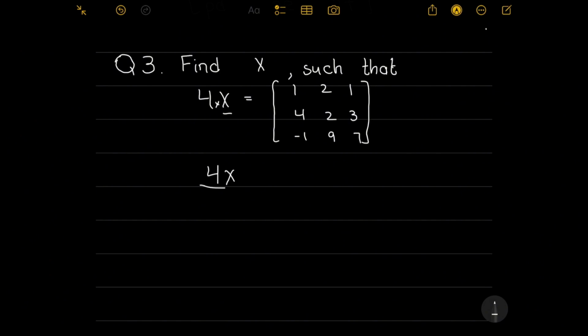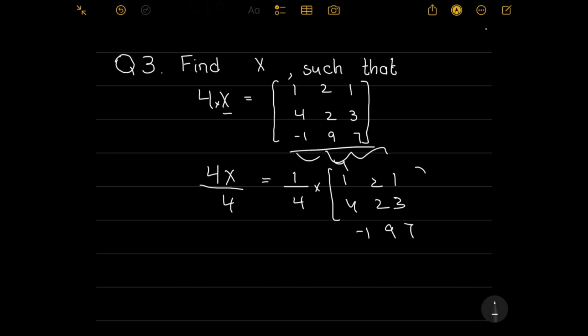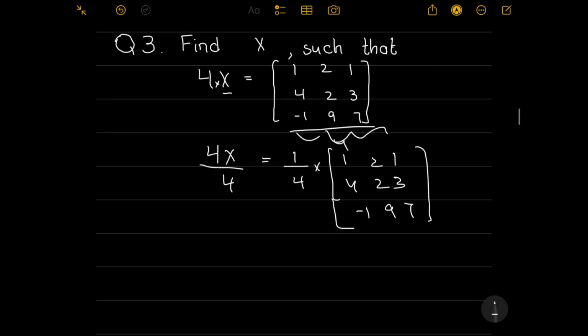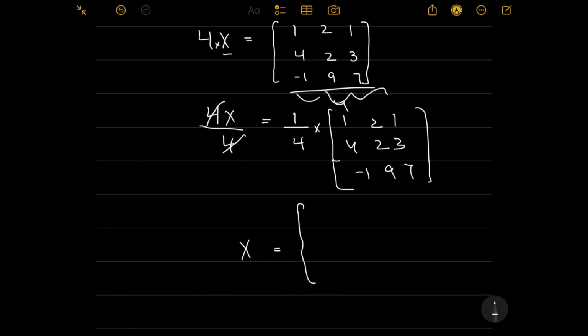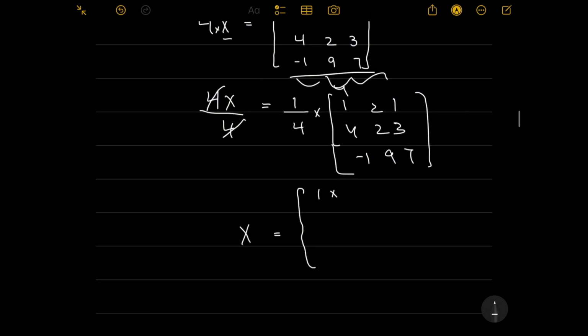So if we divide 4x by 4, we also need to divide on both sides, so the other side too. We can't write it like this, simply we would write it as an inverse. So 1 by 4 into this matrix, 1 2 1 4 2 3 minus 1 9 and 7. So this 4 will cancel out, and x would be equal to, simply multiply this 4 with every number here.